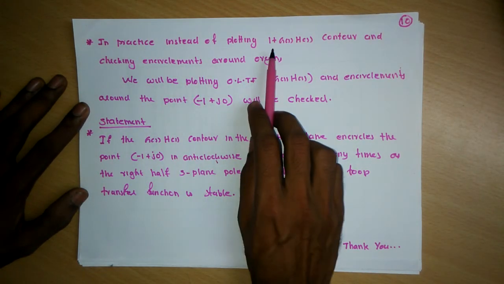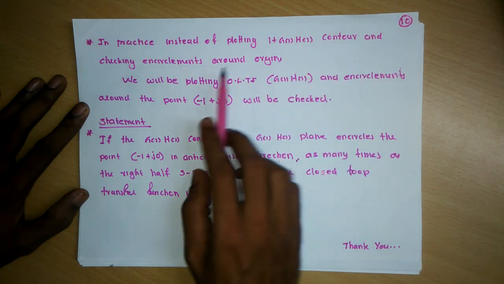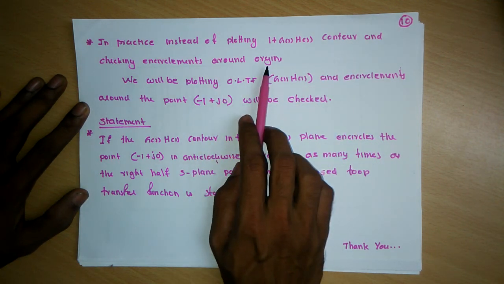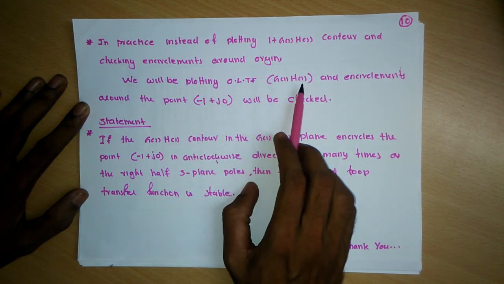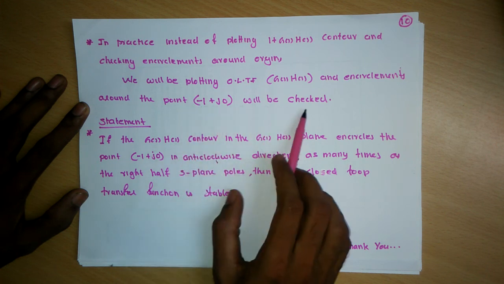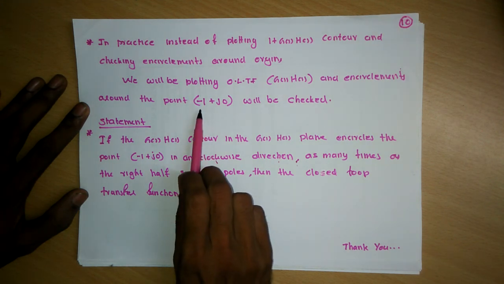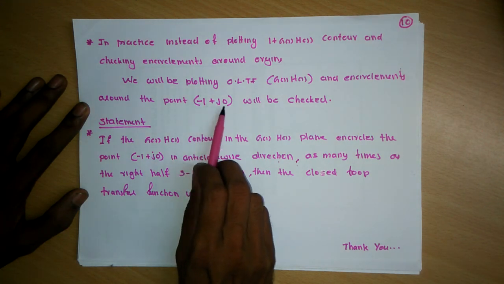In practice, instead of plotting the 1 plus G(s)H(s) contour and checking the encirclement around the origin, I will be plotting only G(s)H(s), and the encirclement around the point minus 1 will be checked. So instead of plotting the characteristic equation 1 plus G(s)H(s), I will be plotting G(s)H(s), and instead of checking encirclement around the origin, I will be checking the encirclement around the point minus 1 plus j0.